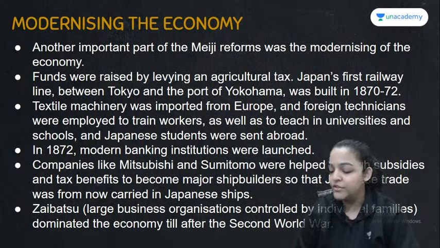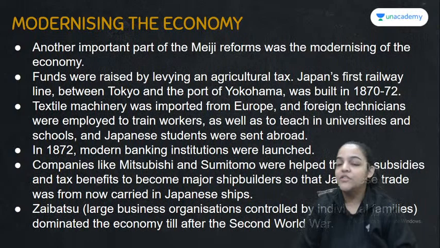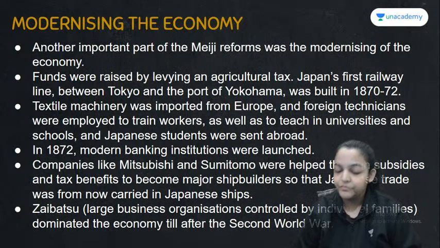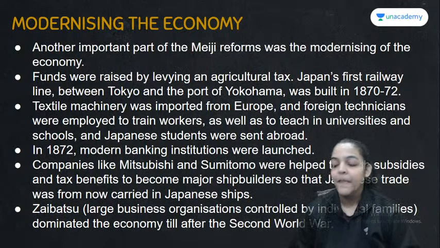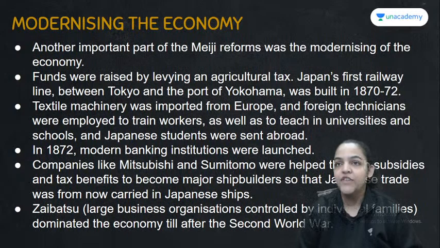तो यहाँ पे भी उन्होंने यही किया. They started collecting funds by levying agricultural taxes. So taxes were collected and those taxes were used first in what? What was the first project? The first project was that Japan's first railway line was constructed between Tokyo and Yokohama. Now, why do you think railway is so important? Just try to understand it from the industrial revolution point of view.